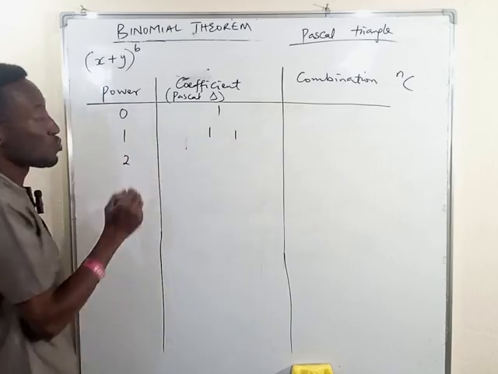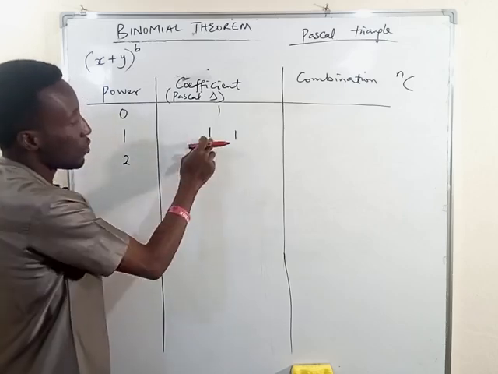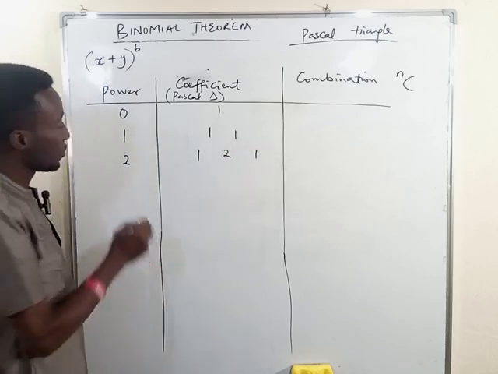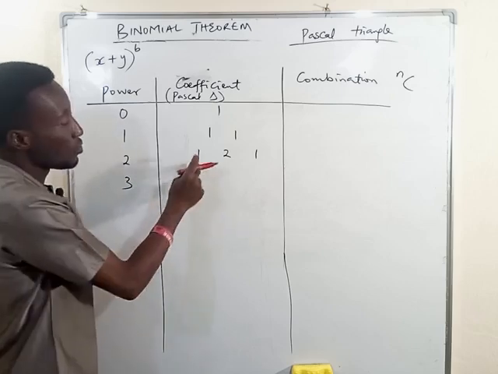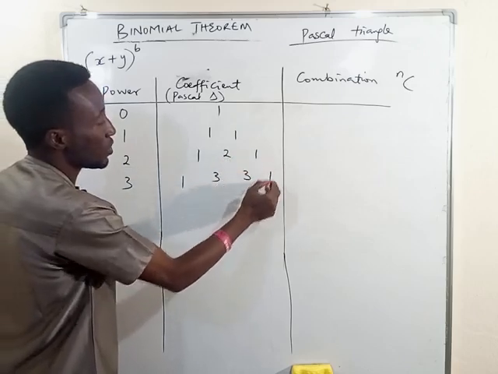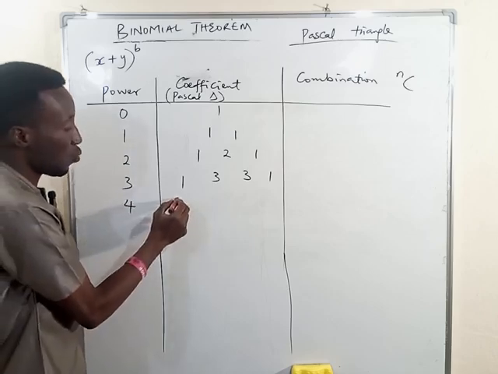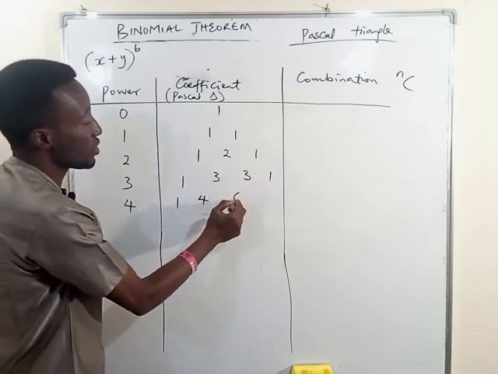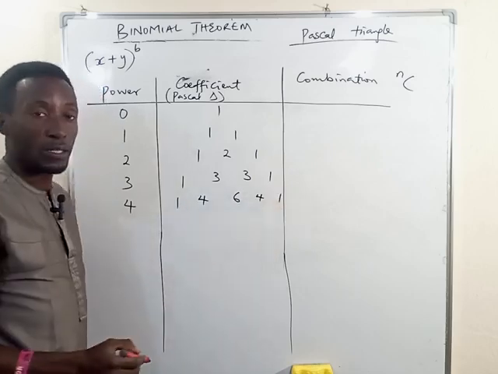Now for power 2, you go like this. You start with 1, you add in between 2 and end with 1. For power 3, you start with 1, you add in between 3, add in between 3, end with 1. For power 4, you start with 1, you add in between 4, add in between 6, add in between 4, and then end with 1.